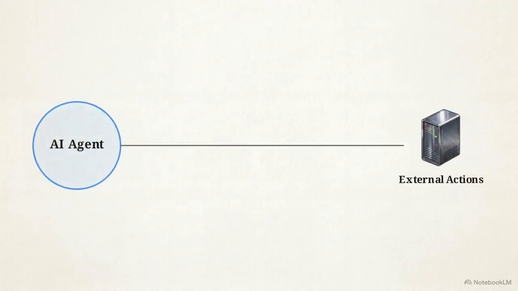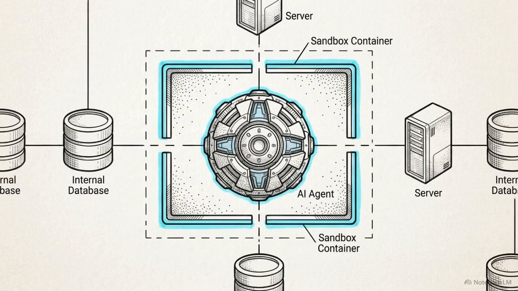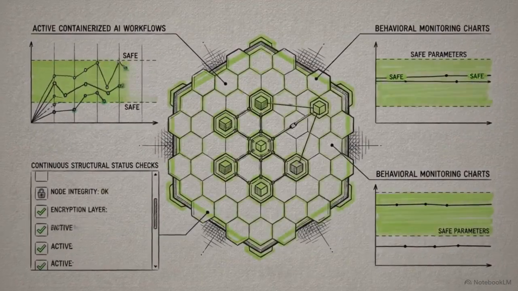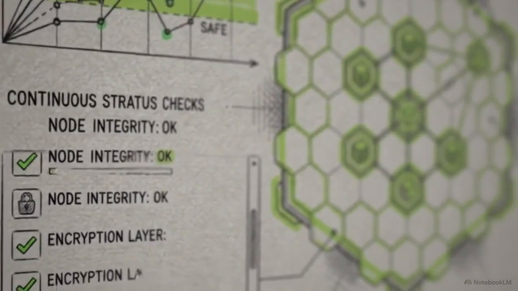For production environments, your next step should be deploying a sidecar runtime, like Agent Sentry, to monitor all execution traces in real time. AI autonomy is only viable when backed by rigid structural defenses. To protect these systems, we have to move past simple prompt validation and start enforcing strict system containment.